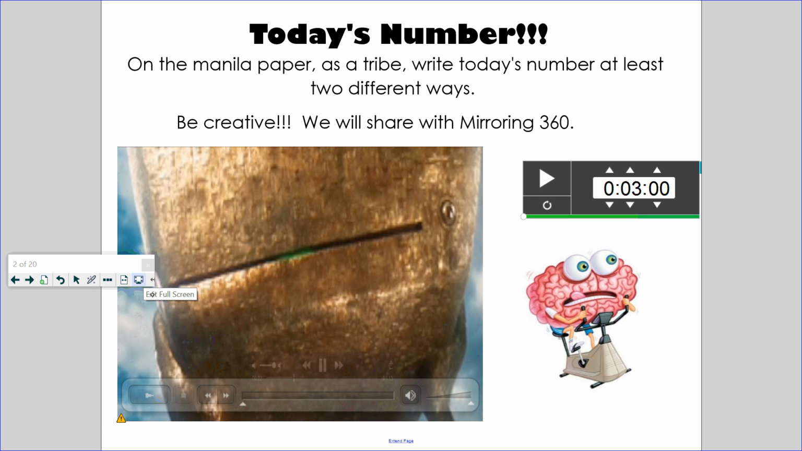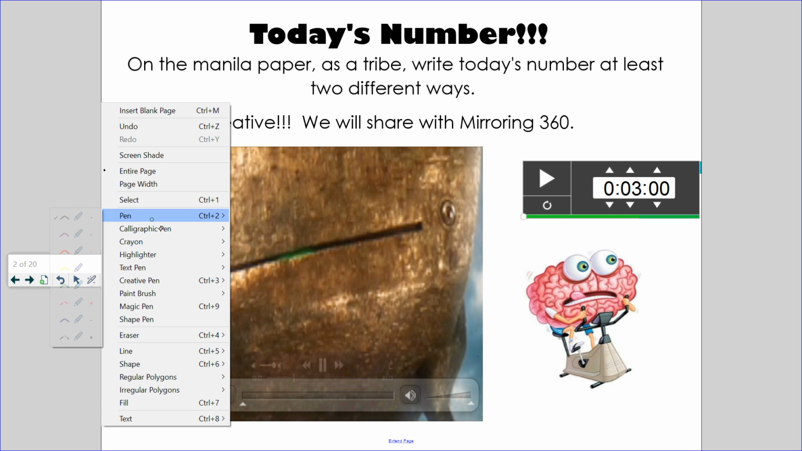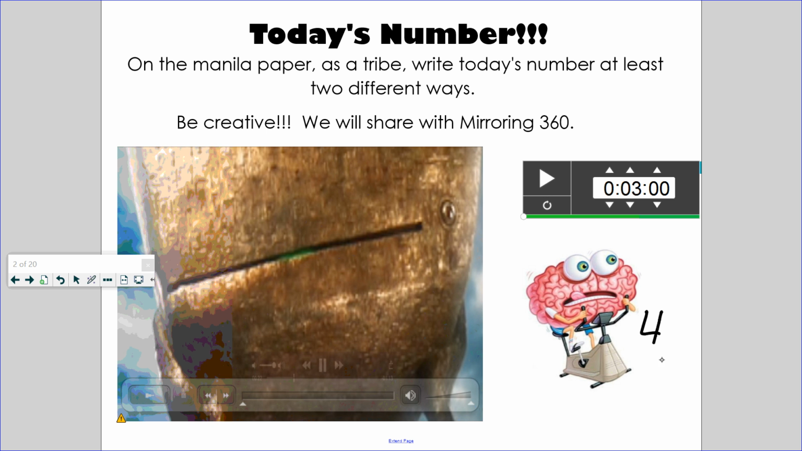So let me get my pen. So I have 42. How can I represent 42 in different ways? I could represent it with addition as maybe 40 plus 2. I can represent it as 4 groups of 10 plus 2 more is equal to 42. I can represent it as a subtraction. 50 minus 8 is 42.